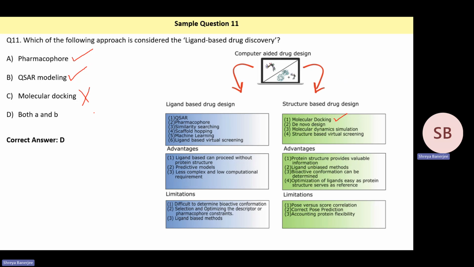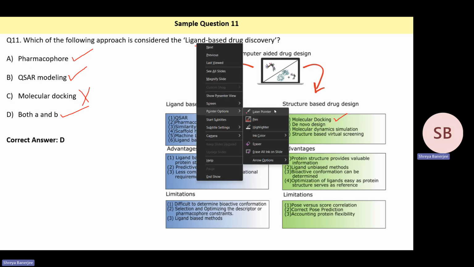So docking is not a part of ligand-based drug discovery. It is a part of structure-based drug discovery. So option A and B, that is option D, is correct, which is both A and B. Both pharmacophore and QSAR modeling are considered as ligand-based drug discovery.